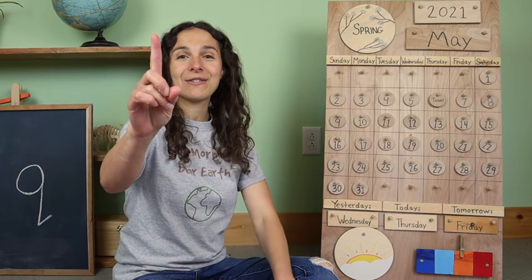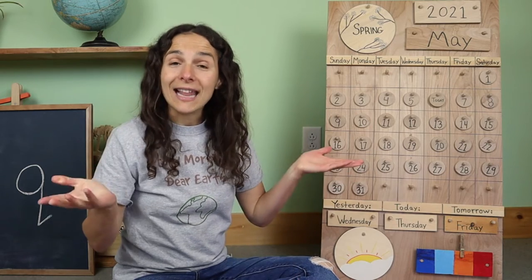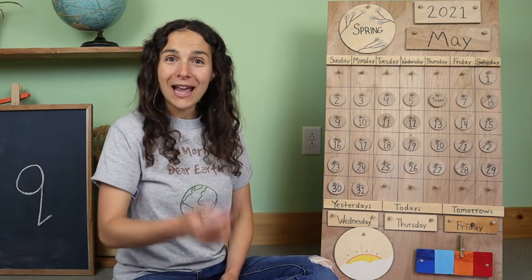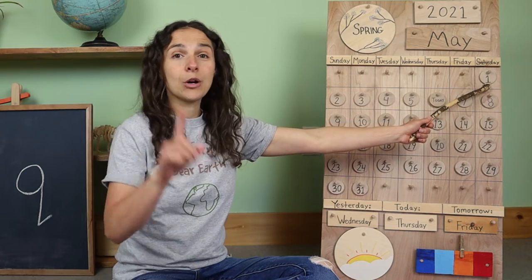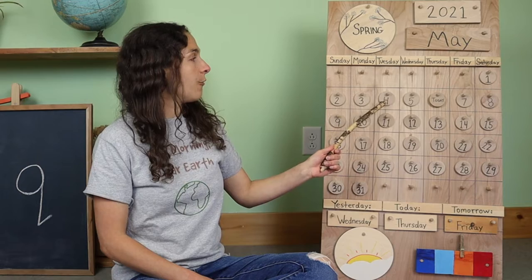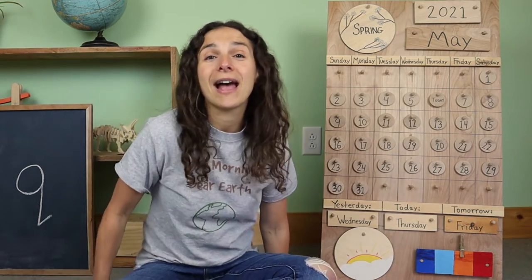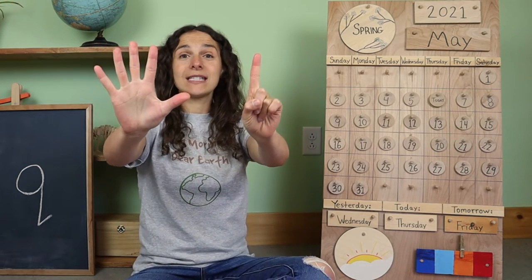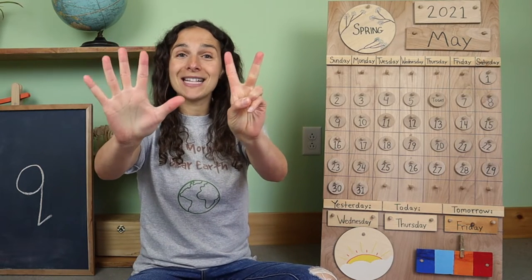Get those counting fingers ready like this and warm them up, give them a little stretch. Let's count all of the days that we've had so far in the month of May. Will you count with me? Let's go up to the top. Right here we have the number 1, 2, 3, 4, 5, 6. We have had 6 days so far in the month of May. Keep those 6 fingers up, friends, but put up one more finger. So now you have 7.